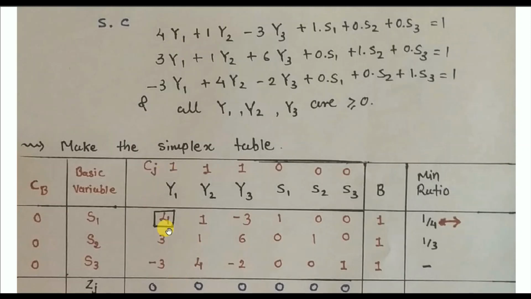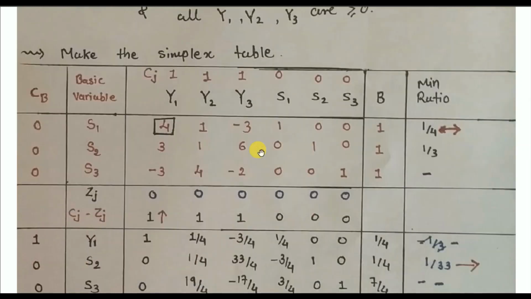Coefficients of y1 are 4, 3, minus 3. Coefficients of y2 in all three equations are 1, 1, 4. Coefficients of y3 in all three equations are minus 3, 6, minus 2. Coefficients of s1, s2, s3 are 1, 0, 0, 0, 1, 0, 0, 0, 1. And these are the real values at the end of the equations, so we denote it as B: 1, 1, 1.